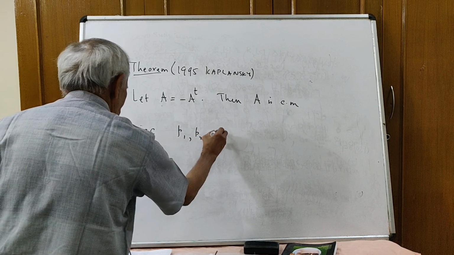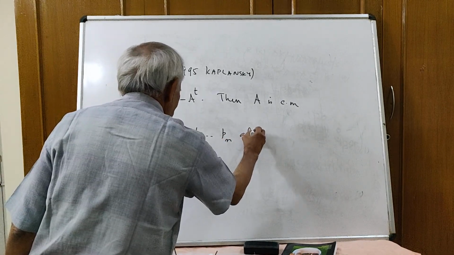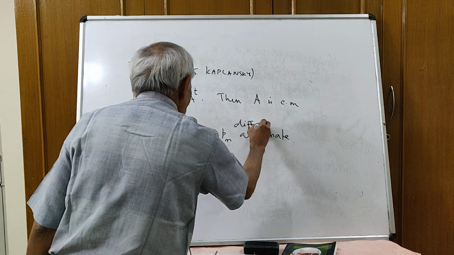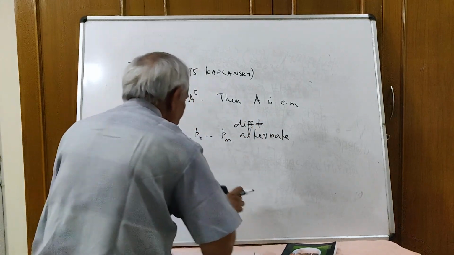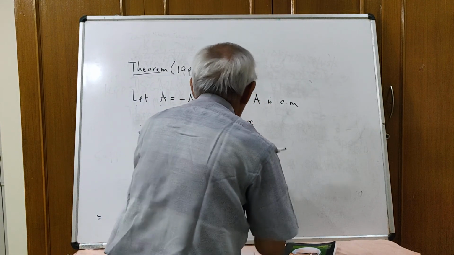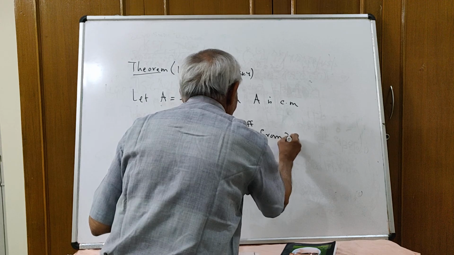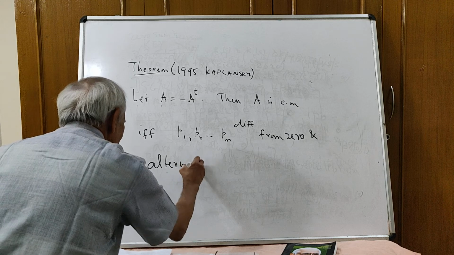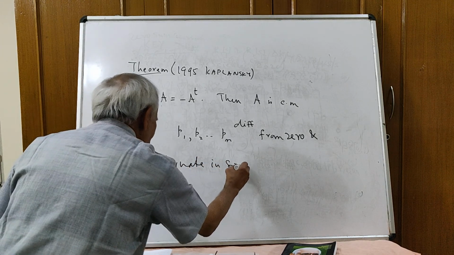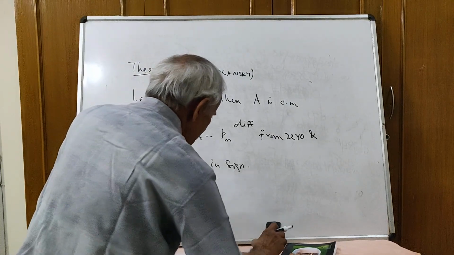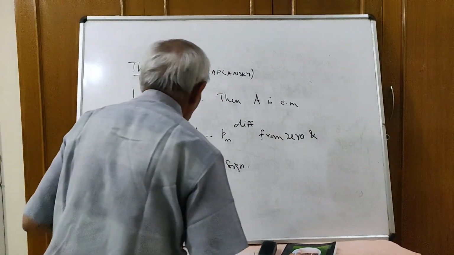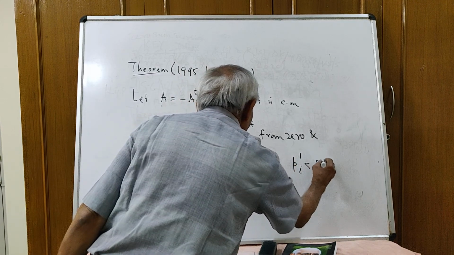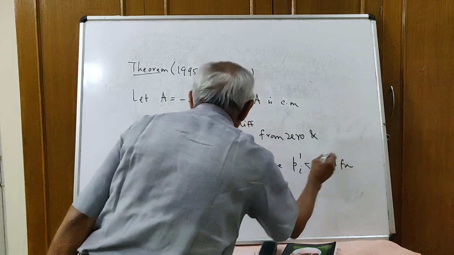How to check whether a given skew symmetric matrix is completely mixed? Is it polynomial? If so, is it polynomial? The answer is yes, because Kaplansky gives a very nice characterization of a skew symmetric matrix which is completely mixed. The answer is yes.